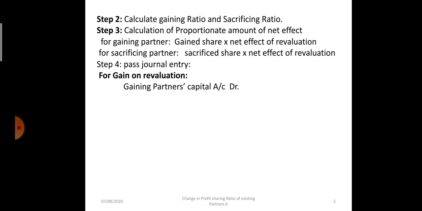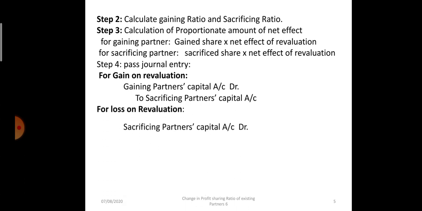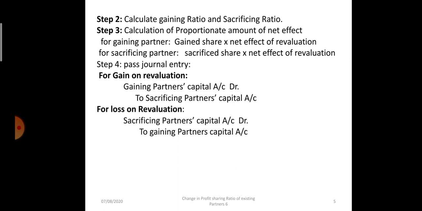In case the net effect is profit, the gaining partner's capital account will be debited and the sacrificing partner's capital account will be credited. And in case of loss, the sacrificing partner's capital will be debited and the gaining partner's capital will be credited.